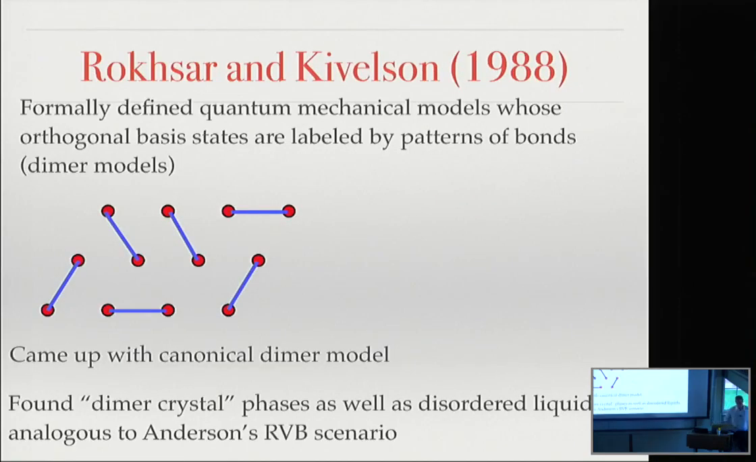Rokhsar and Kivelson did the mathematical formalizing of this sort of model, thinking about Hilbert spaces where you label the quantum states by a bunch of bonds connecting sites. And they think about it such that if I specify another set of bonds, it's orthogonal to this. And they came up with what is now the canonical dimer model that people play with. And I'll show you what that is in a short bit.